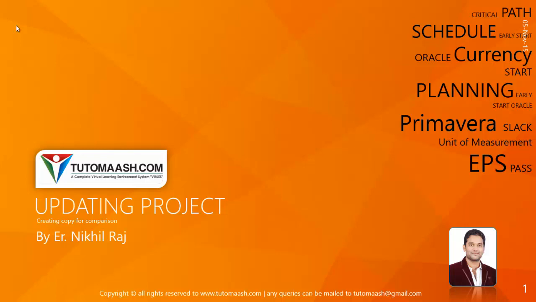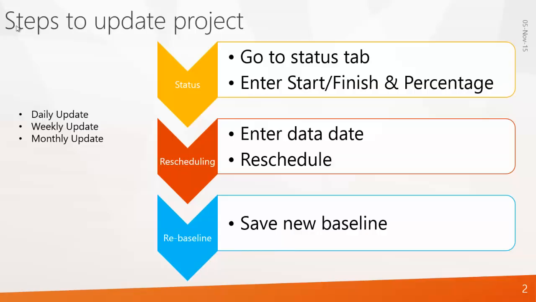Once you create the baseline, once you got the permission from the management, only then will you create the baseline. After creating it, we have to start executing the project. Once you start executing the project based on your baseline, then you have to update your project every week, sometimes every month, sometimes every day. So this is the frequency of updation.